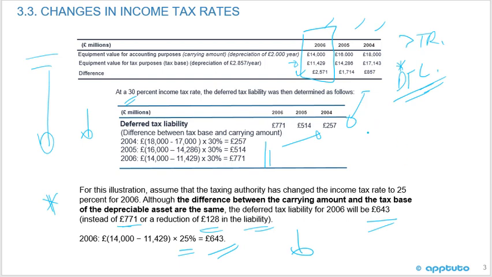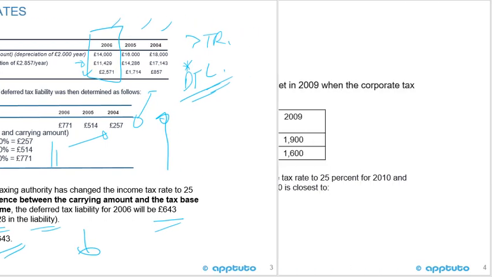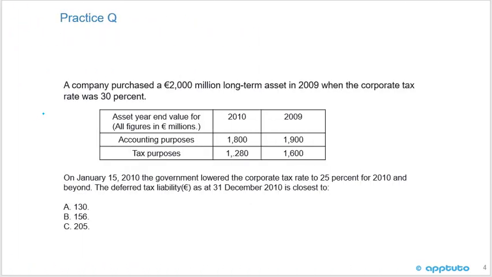So it's pretty easy. We've been through this type of calculation before in terms of calculating the deferred tax liability, so it shouldn't be new to you. So now you're just applying a new rate. So I'll finish this LOS with a practice question.